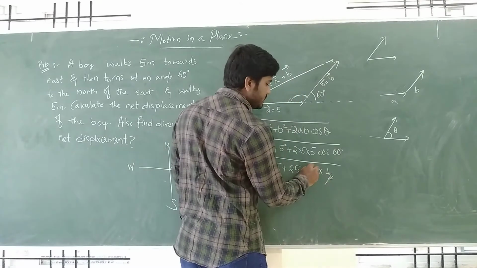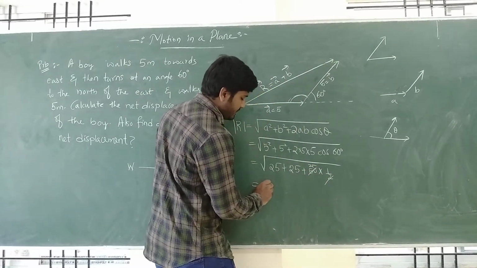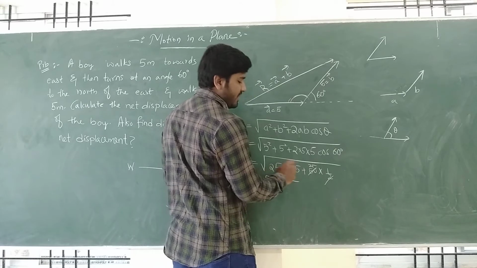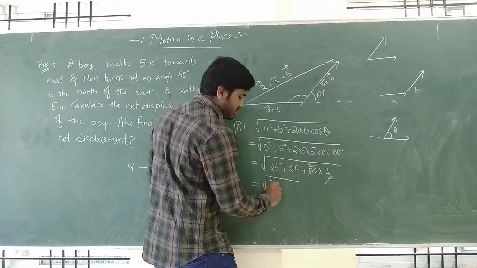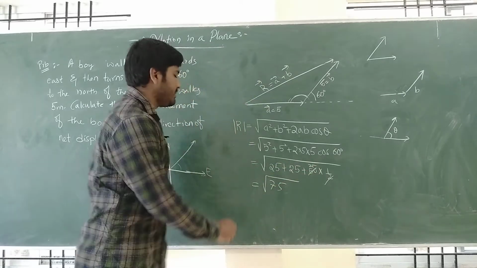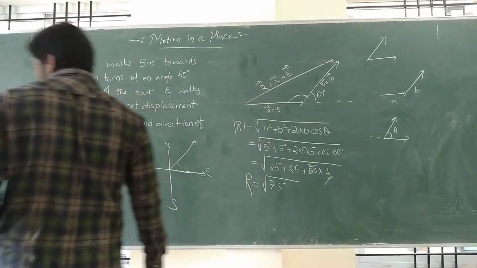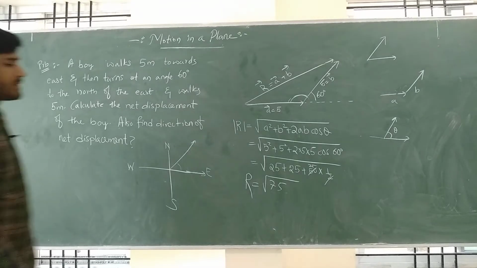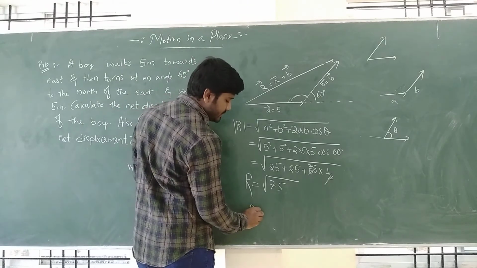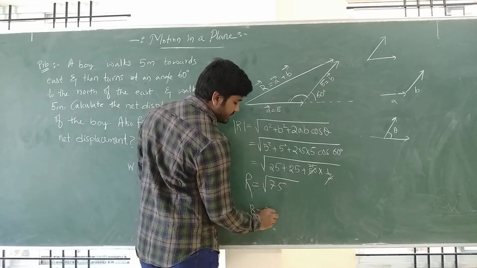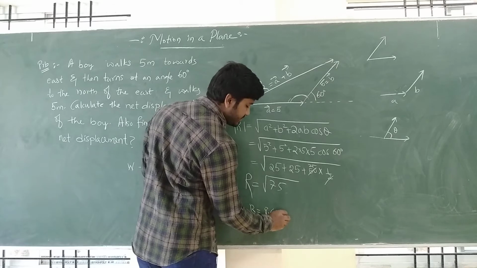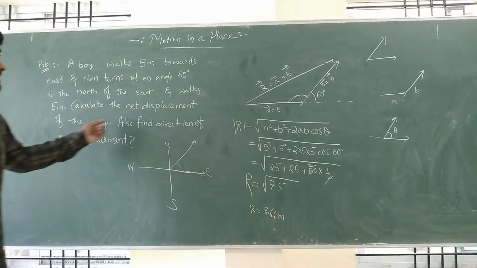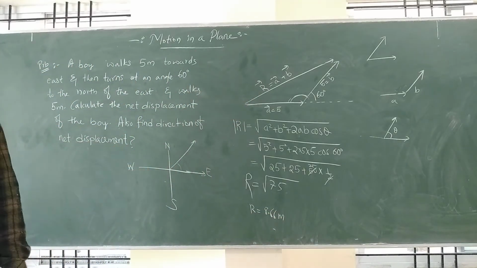2 on the 2, 25 is left. So finally under root 25 plus 25 plus 25. What is it? 75. So the magnitude of the resultant vector r will be equal to under root 75, which is nearly equal to 8.66. So r will be equal to 8.66 meter. So the net displacement of the boy is 8.66 meter.